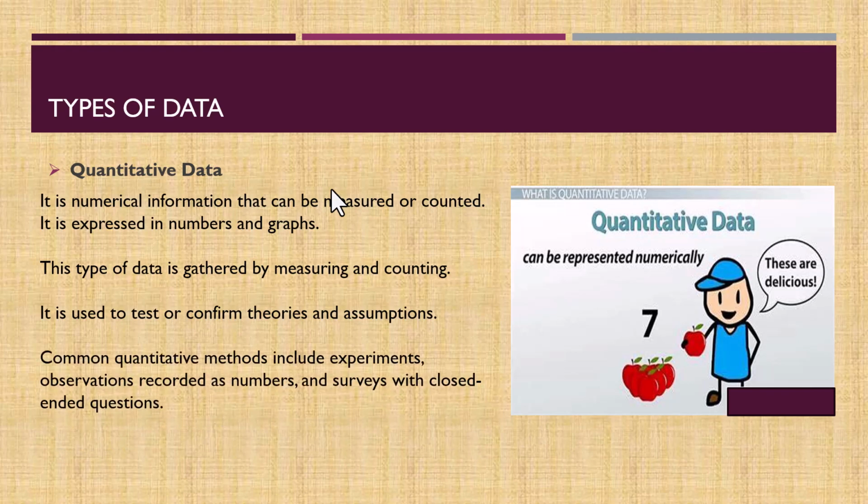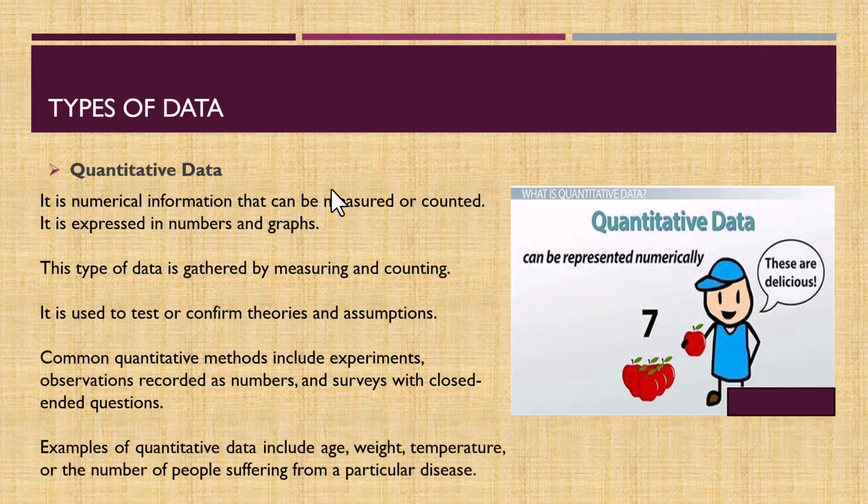Some of the common quantitative methods include experiments. We have observations, we have recorded numbers, we have surveys with closed-ended questions. By closed-ended questions, I mean questions that have options listed where you choose from, and they are not open. Some of the examples of quantitative data may include age. A person's age can be expressed in numbers, weight, temperature, or the number of people suffering from a particular disease.